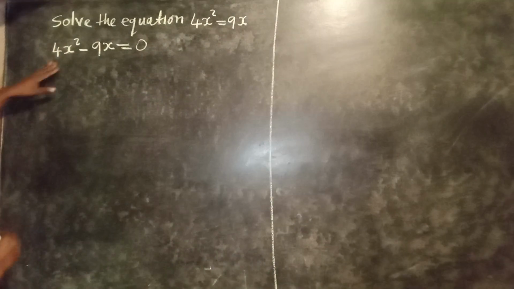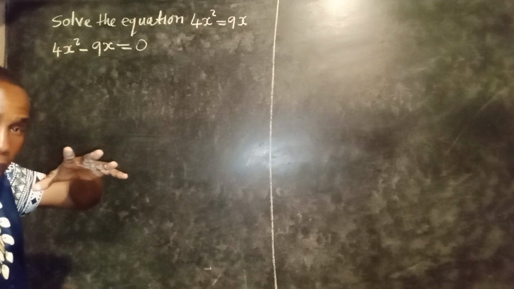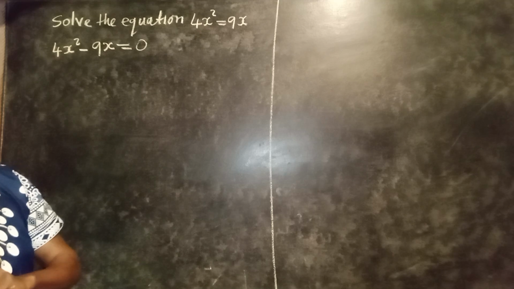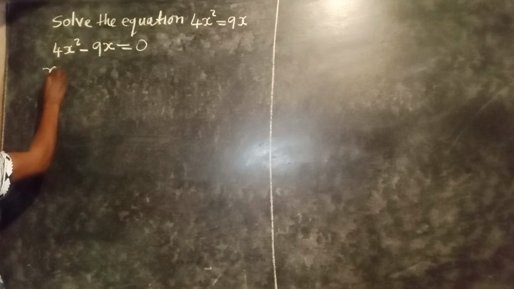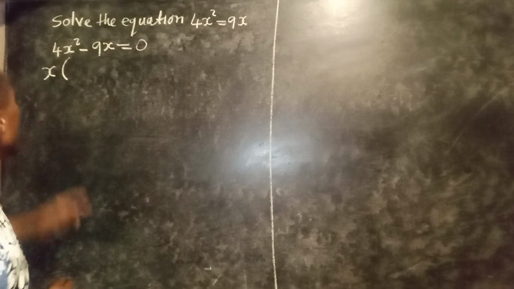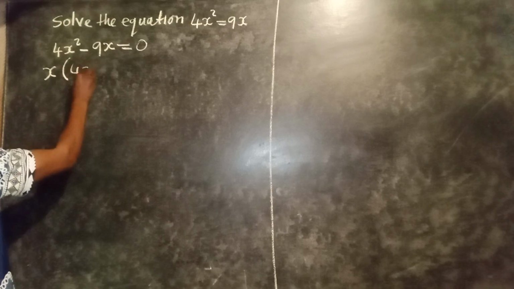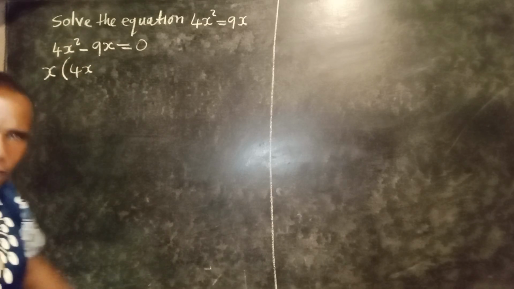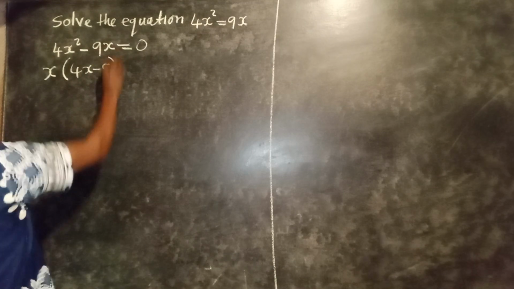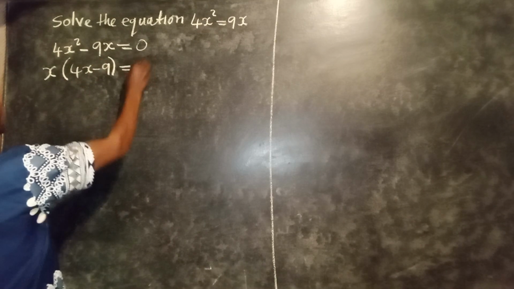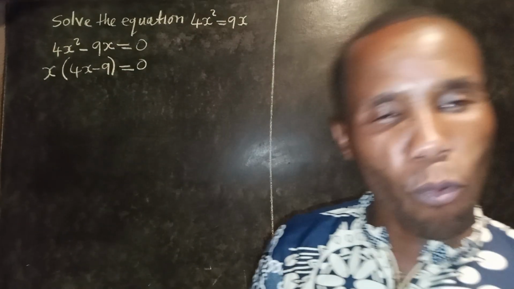So when you look at 4x squared minus 9x, what is common there is just x. There's x there, here there is x, even here there is x. So that x will be outside, then we open the bracket. When you say x into 4x squared, the answer will be 4x. Then x into negative 9x, the answer will be negative what? 9. Okay, then we close, equals 0. Okay, so after you have factorized, what next?